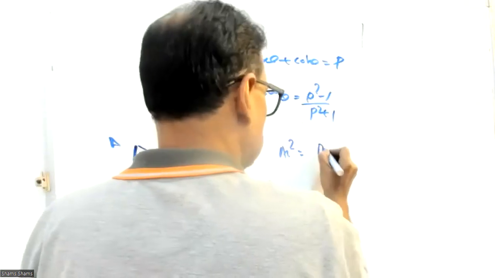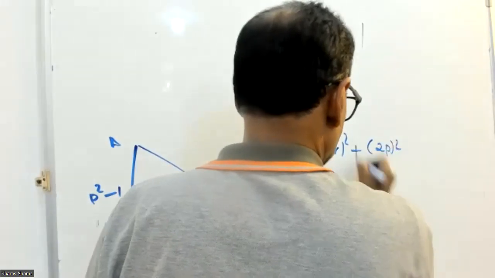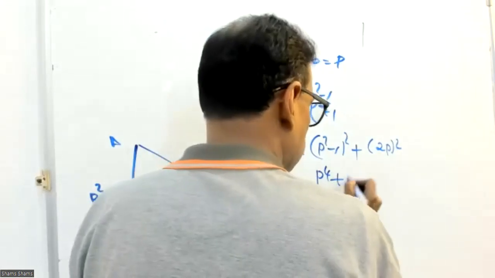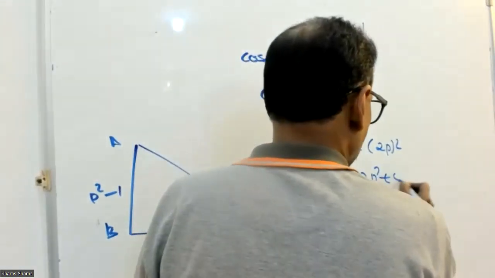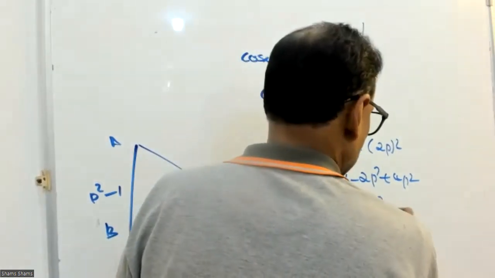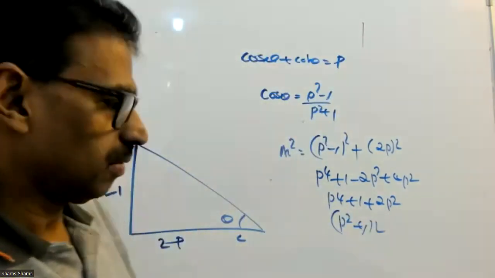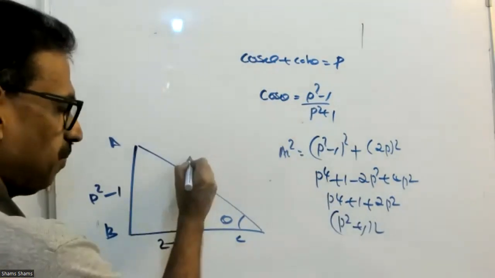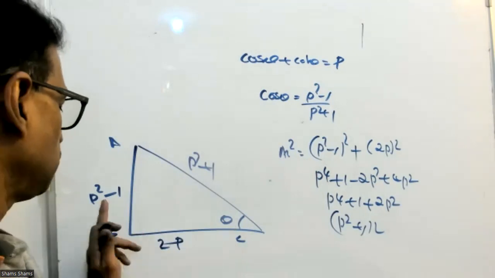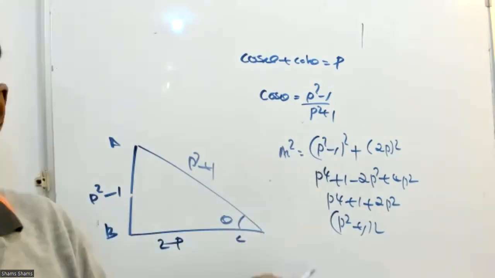AC square equal to p square minus 1 whole square plus 2p whole square, right? P raised to 4 plus 1 minus 2p square plus 4p square. So p raised to 4 plus 1 plus 2p square, which is equal to p square plus 1 whole square. That means AC is p square plus 1. Then sine theta equal to p square minus 1 by p square plus 1. Now clear? So I explained that part to you, your doubt.